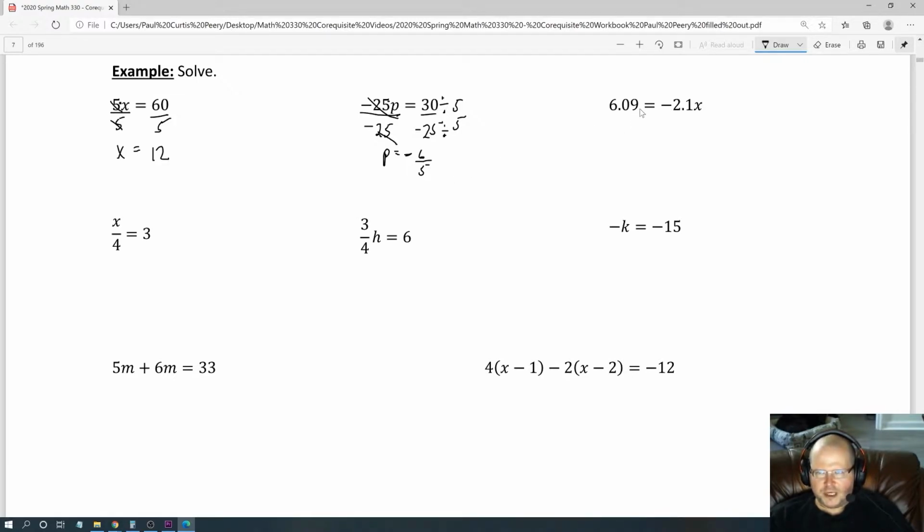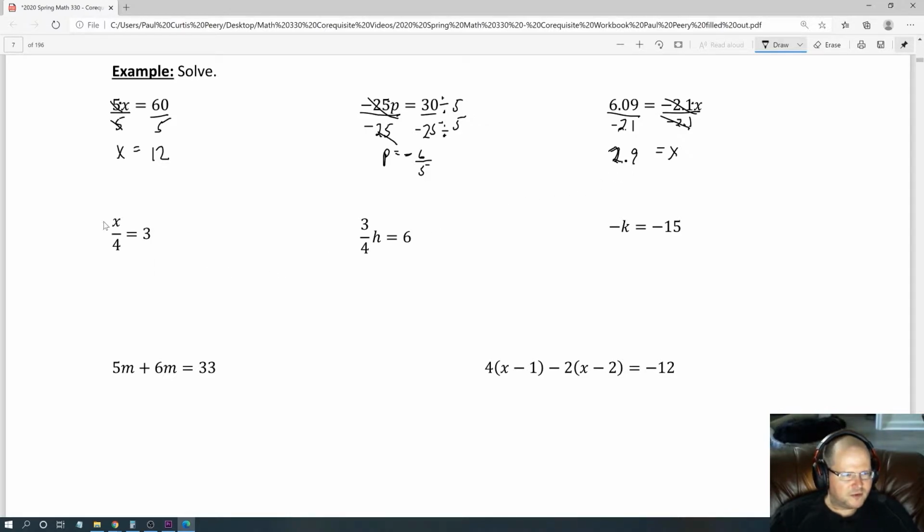Then over here, we have a negative 2.1x, which means we're multiplying x by negative 2.1. You undo that by dividing by negative 2.1. And whatever you do to one side, you do to the other. These cancel out. And that leaves you an x on the right. That leaves you a 2.9 on the left. So x is 2.9.